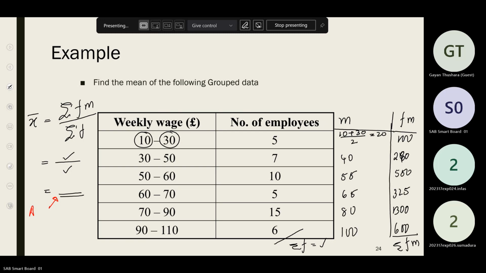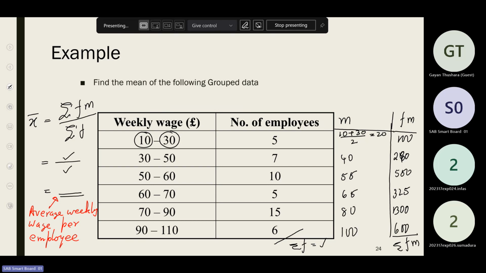This is the average weekly wage per employee.